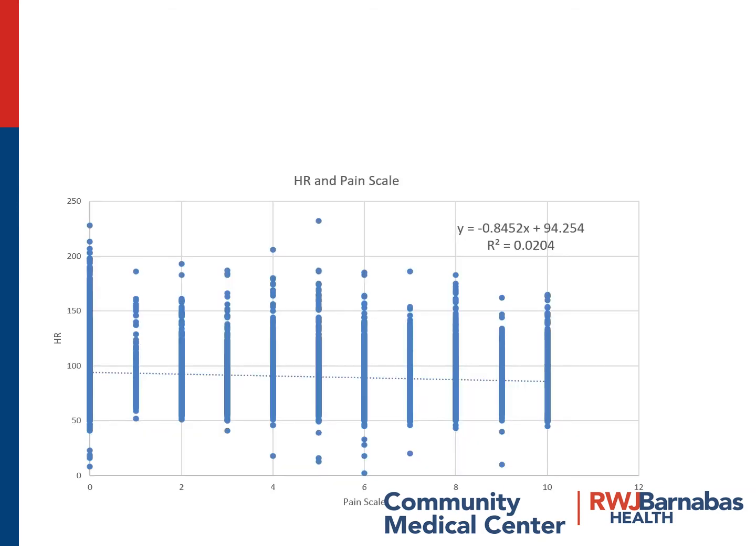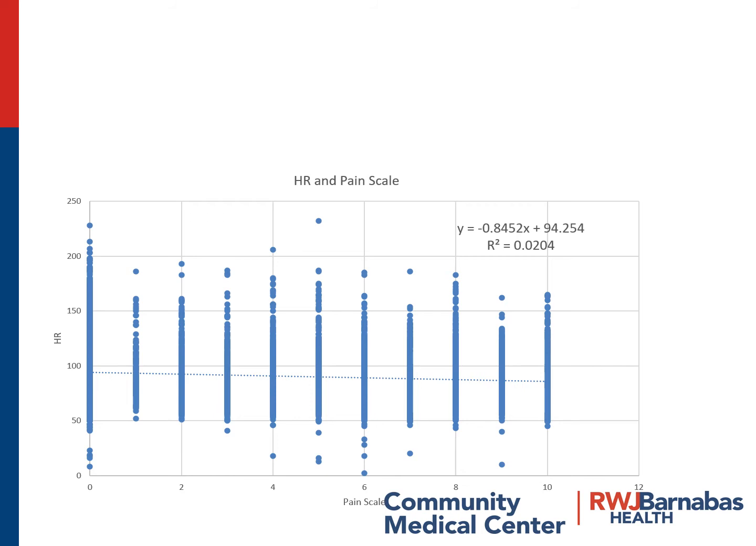Here's heart rate and pain scale. And you can see that the line is actually not really all that helpful. I made a line, but logically there really isn't a line. And you can see that pain scale only accounts for 2% of the variability seen. And in fact, if you look at the m, it's negative 0.8, which means that for each 1 unit that the pain scale increases, the heart rate actually decreases by 0.8452 on average. And there's probably 2 reasons for that.